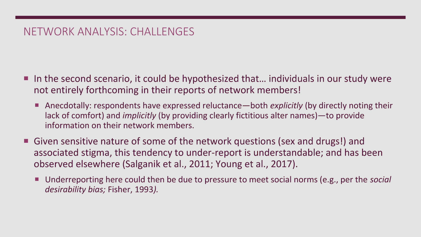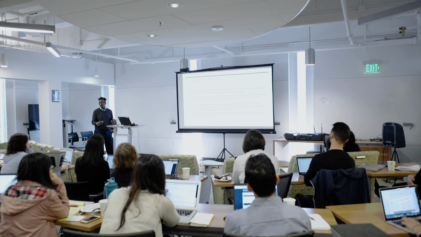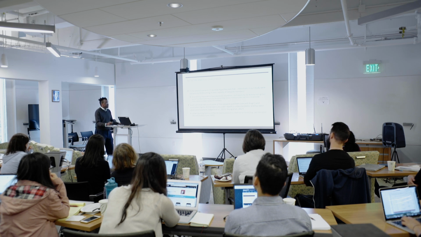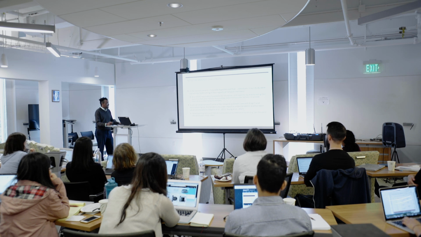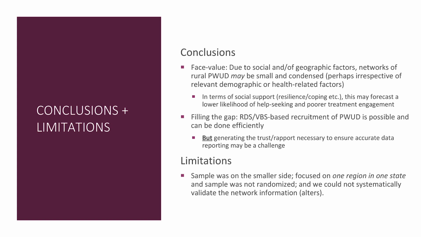And again, this is not unfounded. This has been observed in other research, but obviously it's an issue when you're trying to get a sense of the true network size. All of this is really being associated with social desirability bias and some of the pressures that they may face in trying to meet the different norms that we've established.